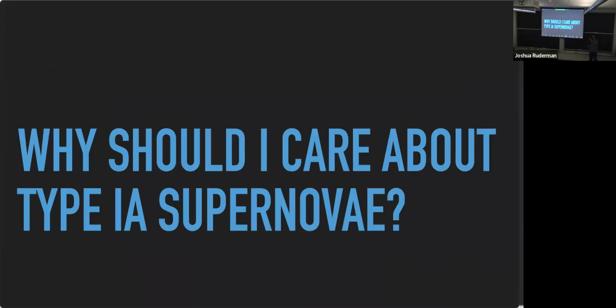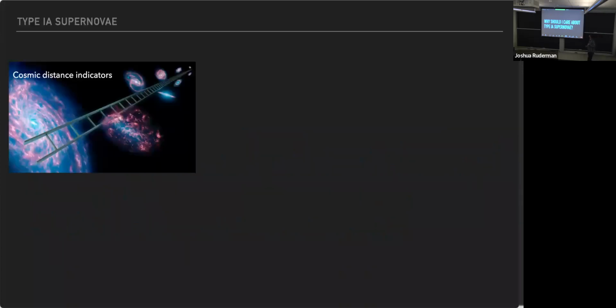Okay, so now onto the real science. Now that we got the logistics out of the way, why should I care about type 1a supernovae? There are three rungs that I want to discuss. The first one is that they're reliable distance indicators, and they let us measure the expansion history of the universe, then measure the equation of state of the universe, and let us discover dark energy.